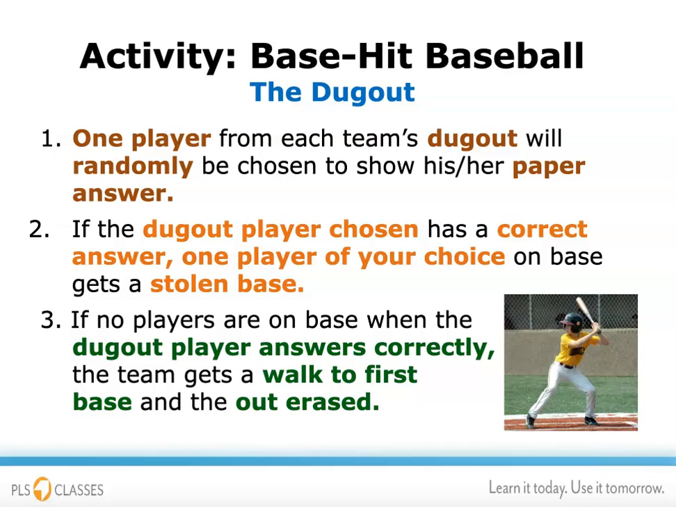Your instructor will randomly ask one player from each team's dugout to show the answer written on the piece of paper. It is important that you select a different dugout player each time. If the dugout player has a correct answer, one player of your choice on base gets a stolen base. You are allowed to advance players because of a stolen base, and you can also steal home. If no players are on base when the dugout player answers correctly, then the team gets a walk to first base and then the out is erased. We will play until each person has an opportunity to be player at bat.